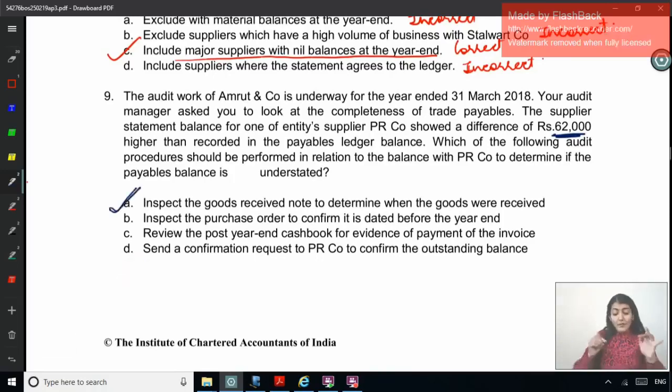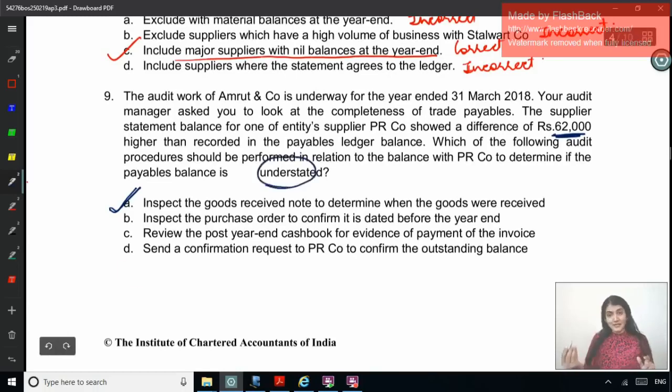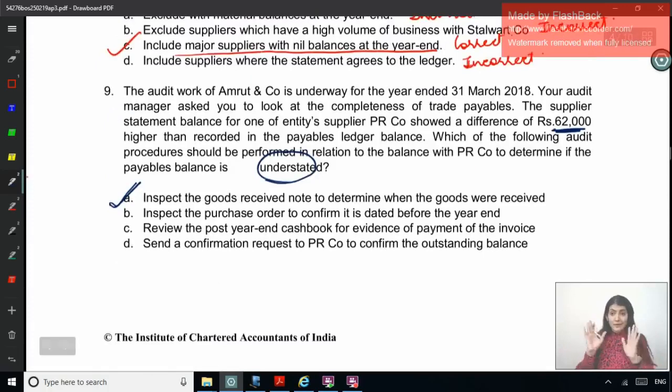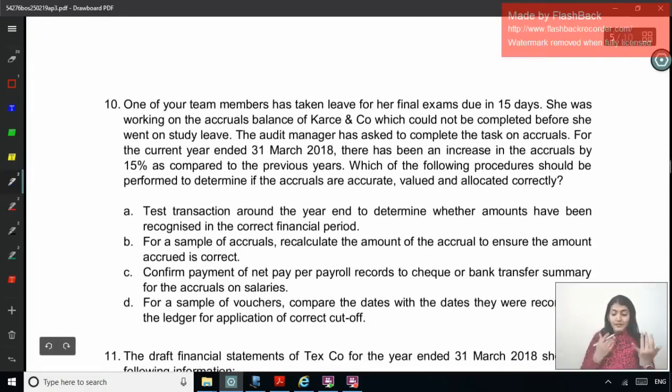Inspect the goods received note to determine when the goods were received. So if they were received later, no need to record. If they were received before 31st of March, it has to be recorded. Otherwise, it would be understatement. Generally, confirmation looks more tempting, but that's not the correct answer for this one. Right, coming to the next one.